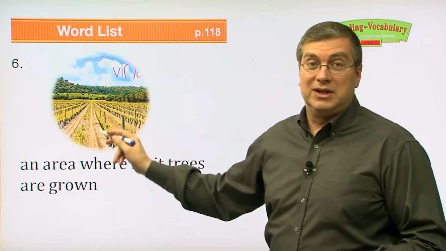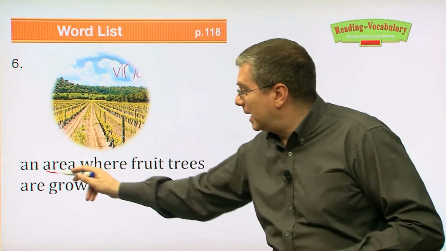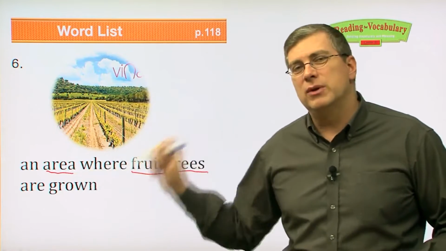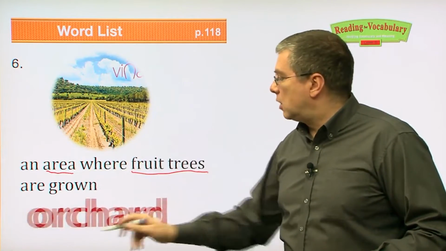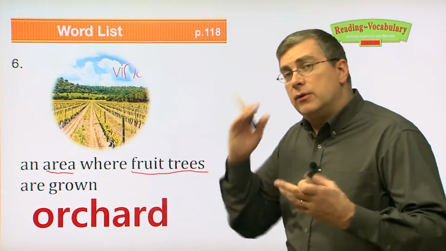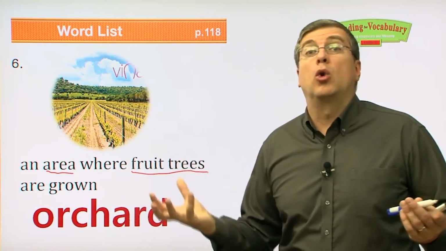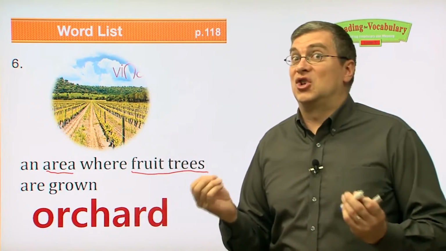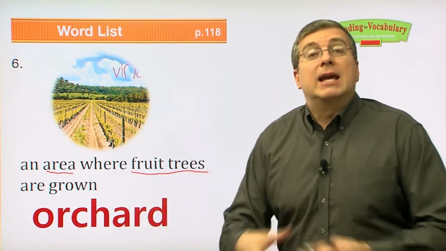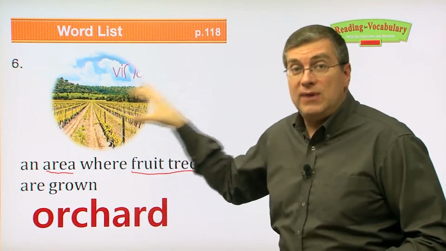Okay, next. Next is an area where fruit trees are grown. This is not wilderness, right? This is a farm. It's an area where fruit trees are grown. We have a special name for this kind of farm. It's called an orchard. Orchard. So if you wonder, where do your apples come from, right? Where do oranges come from? Where do cherries come from, right? They come from trees. And these trees are grown in a field like this.